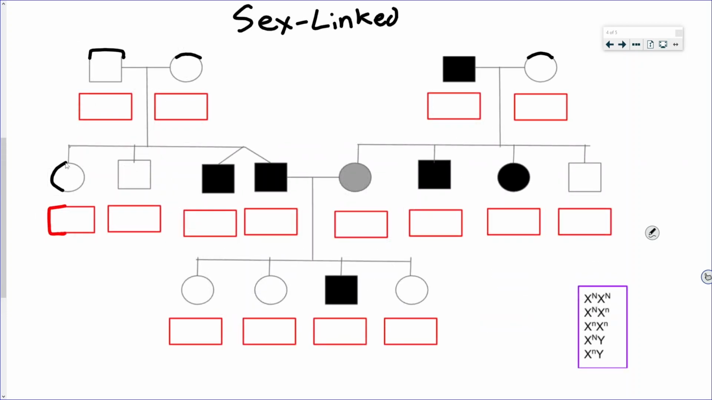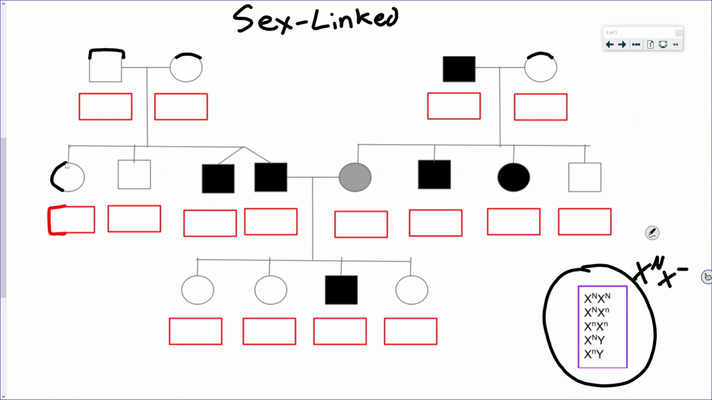In this pedigree here, we're looking at sex-linked traits, so traits that are found on the X chromosome. I've given you in the bottom right-hand corner of this screen all of the possible genotypes that could be shown for all of our individuals, male and female. I would add an additional one here for the females. A female could be X capital, X dash, and we'll get to an example of that in a minute.